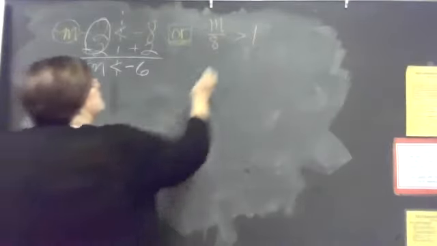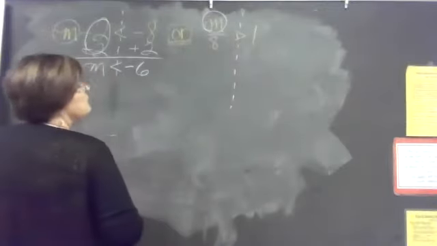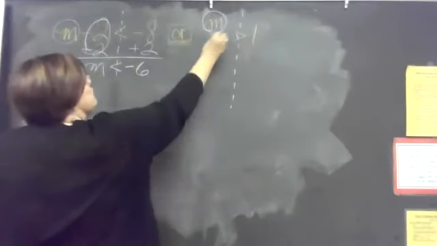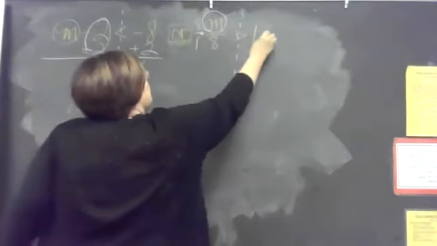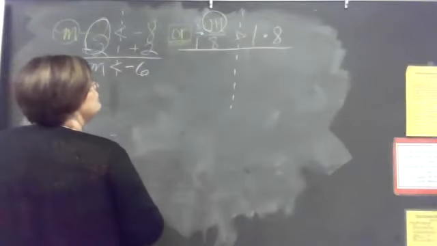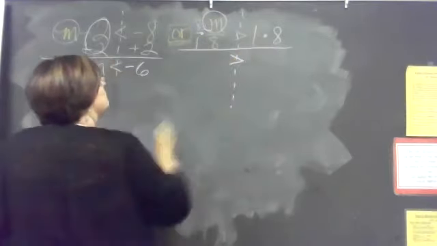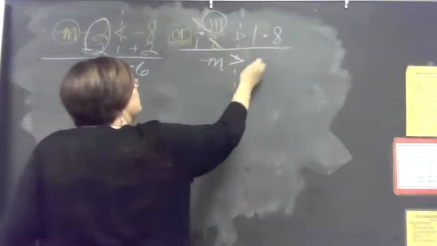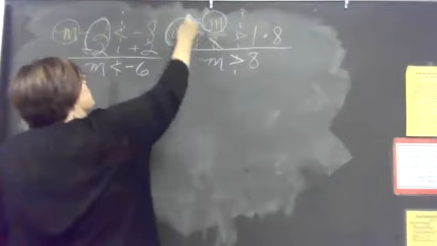Let's go to the other side. We see that the only thing that we have to get rid of is the 8. It's divided by 8, so I'm going to multiply by 8 and multiply by 8. I look to see if I multiplied or divided by a negative. No, it was a positive, so the sign stays the same. The 8's cancel, and I have m is greater than 8. This is where the OR comes in.